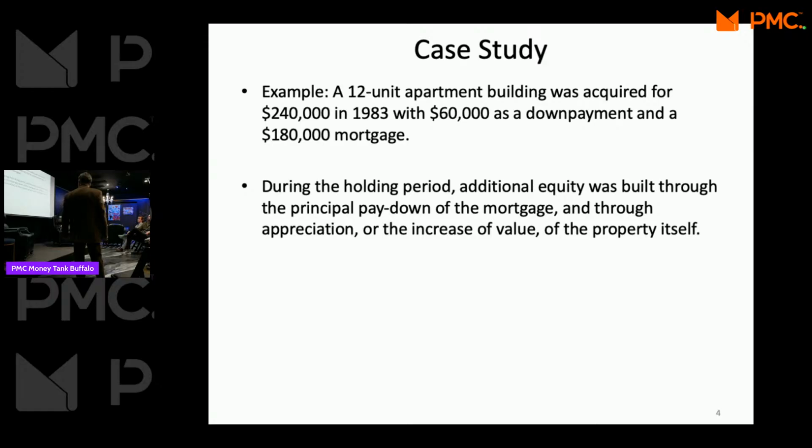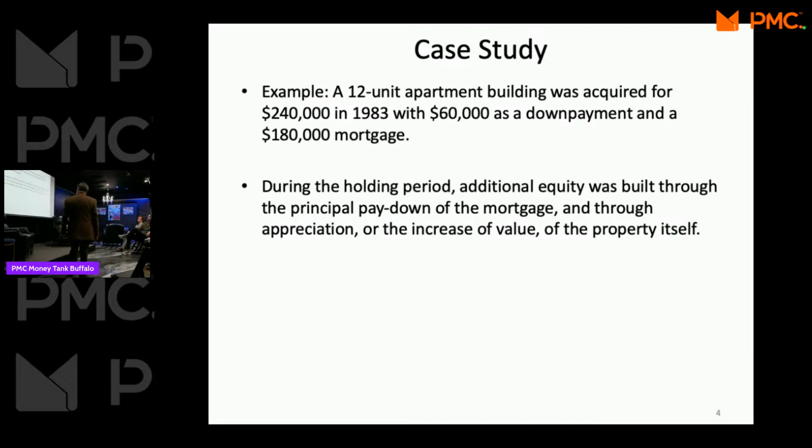So let's take a look at a case study. Let's assume that we bought a 12-unit apartment building back in '83, and the value was $240,000 in 1983. We put $60,000 down, and we leveraged our position, the difference. Typically, a 75% loan to value. Realistically, we're looking today at 70, 75%, just about with any lender. So we controlled $240,000 worth of real estate, a 12-unit building, with $60,000 down. That's our equity position. Now here we are in 2025.